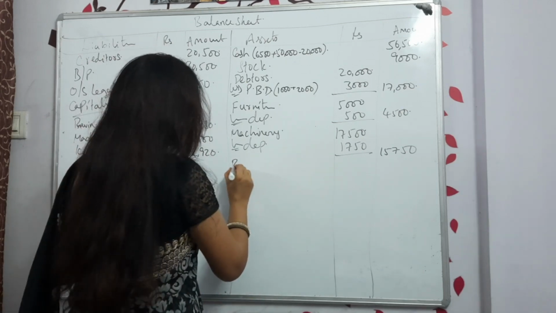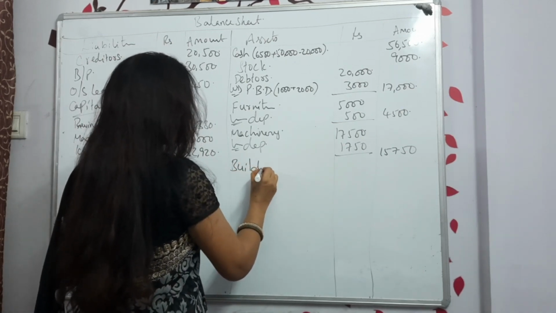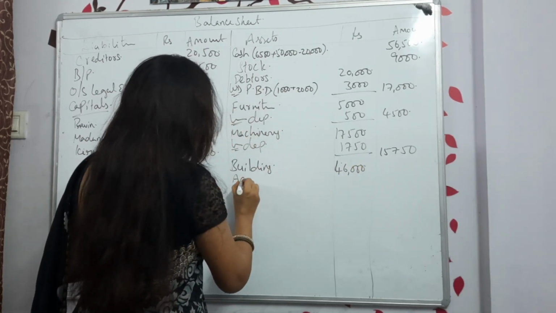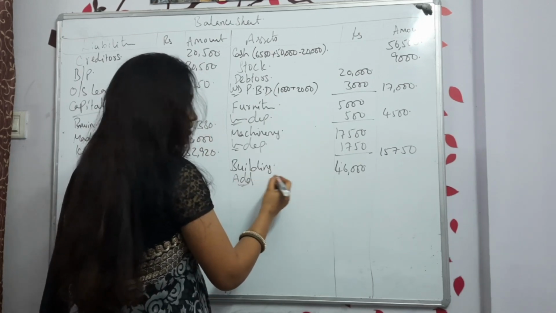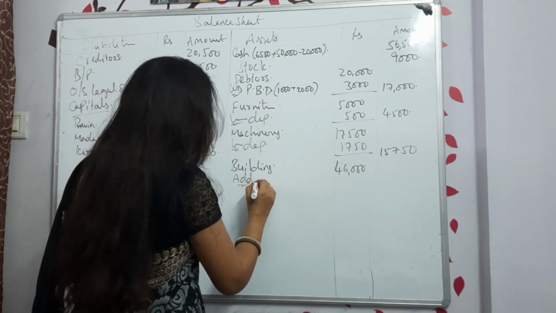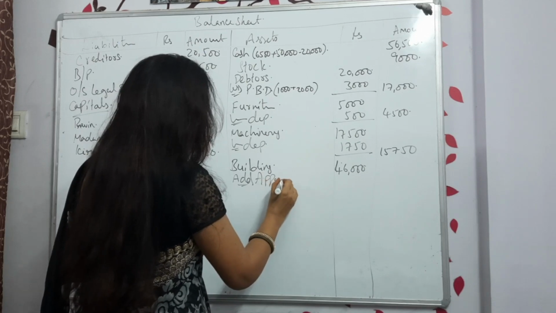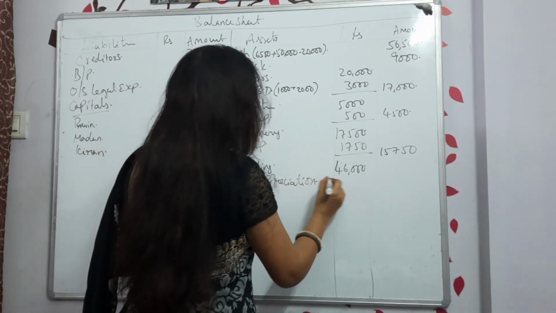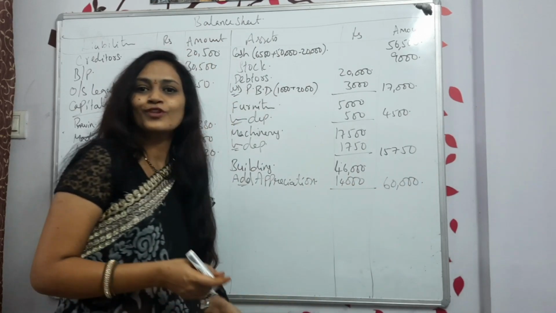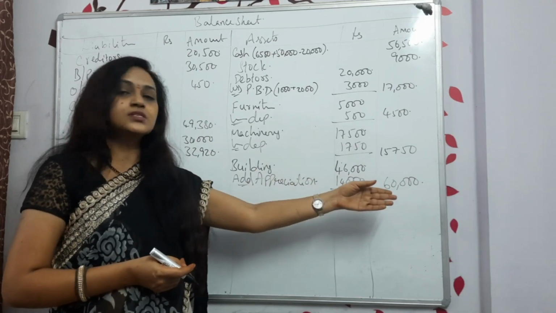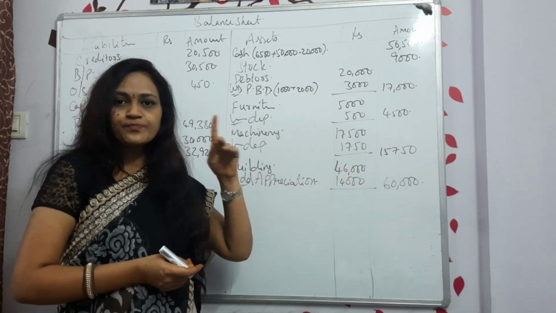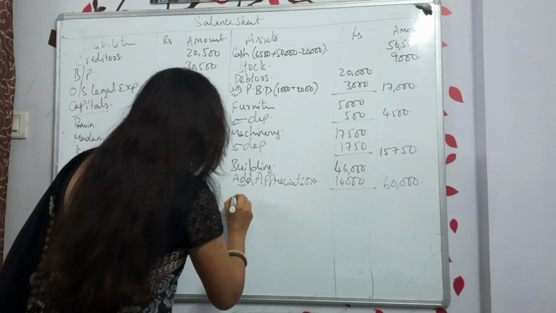15,750. Now, buildings were appreciated. How much was there? 46,000 was there. It is appreciated, total it's become 60,000. That means 46,000 appreciated was 14,000. Then how much you will get? Add appreciation 14,000, then the total amount is 60,000. Okay, 46,000 was there and it's become 60,000. And the adjustments they have given, right? So, how much they have appreciated? It's appreciated by 14,000.